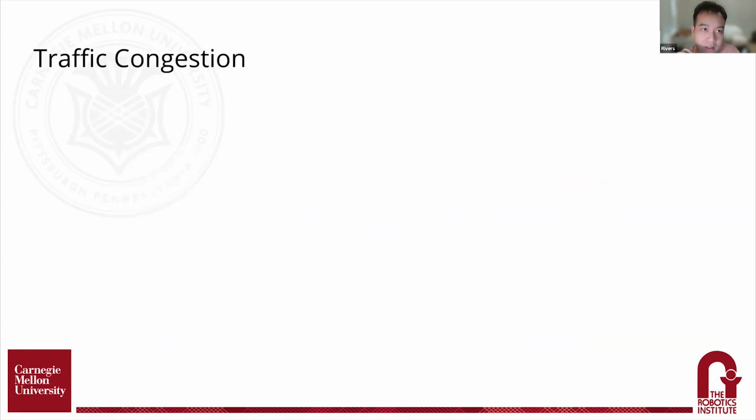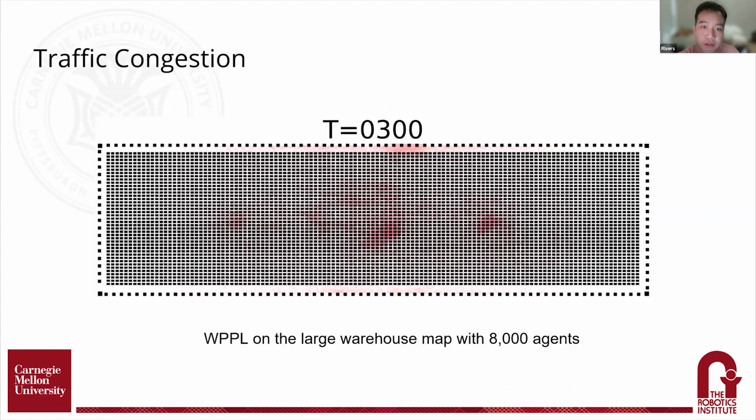But if you only use the above method, we would encounter an interesting problem in lifelong MAPF, which is traffic congestion. Here I show the heat map of the average number of waiting actions happening at each location. The more red it is, the more congested it is. We can see the congestion gradually accumulate and become more and more severe.